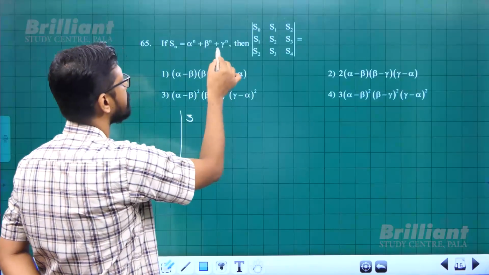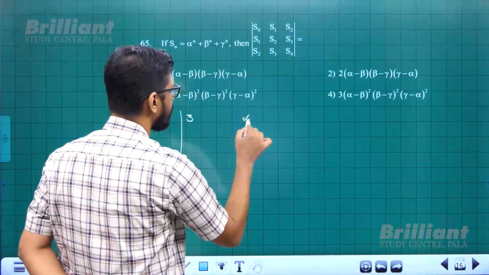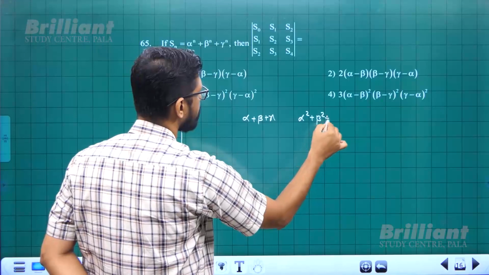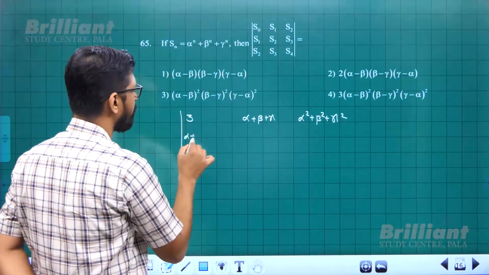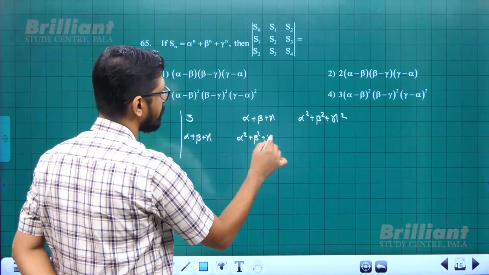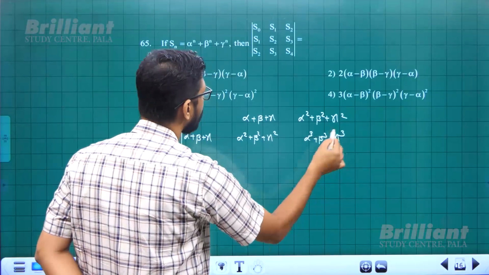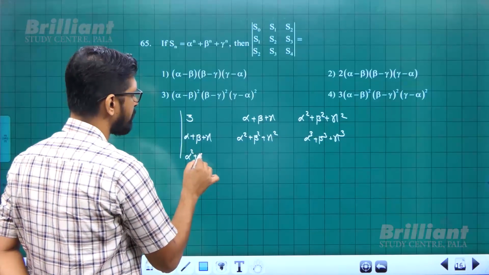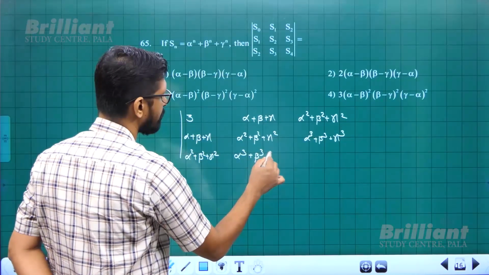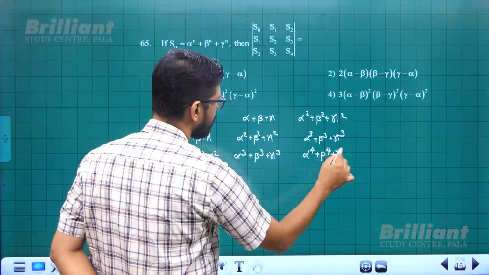ആൽഫ റേസ് 0, ബീറ്റ റേസ് 0, ഗാമ റേസ് 0. ഇത് ആൽഫ പ്ലസ് ബീറ്റ പ്ലസ് ഗാമയാണ്. ആൽഫ സ്ക്വയർ പ്ലസ് ബീറ്റ സ്ക്വയർ പ്ലസ് ഗാമ സ്ക്വയർ ഉണ്ട്, ആൽഫ ക്യൂബ് പ്ലസ് ബീറ്റ ക്യൂബ് പ്ലസ് ഗാമ ക്യൂബ്, ആൽഫ റേസ്റ്റ് 4 പ്ലസ് ബീറ്റ റേസ്റ്റ് 4 പ്ലസ് ഗാമ റേസ്റ്റ് 4.